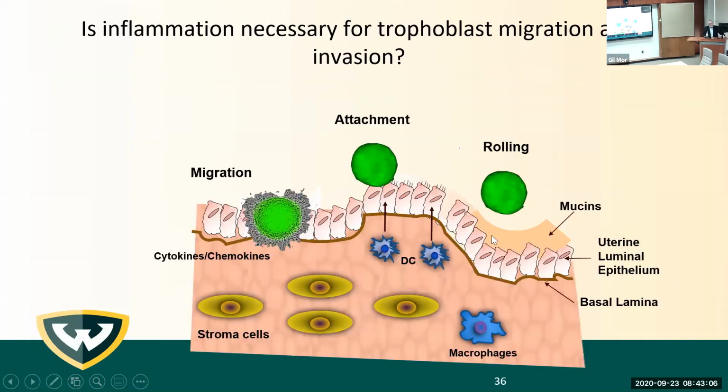So I have shown you already this first part, how the dendritic cells are changing the process of the epithelium. The next part, the next 20 minutes, what I'm going to discuss with you is whether inflammation is necessary for the second part of the implantation. Because I mentioned to you, attachment is not enough. We need now the trophoblast to migrate and then invade.